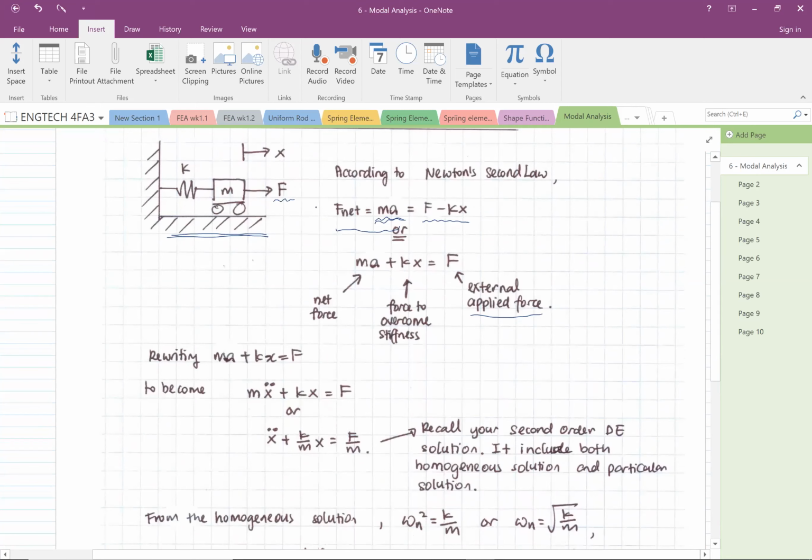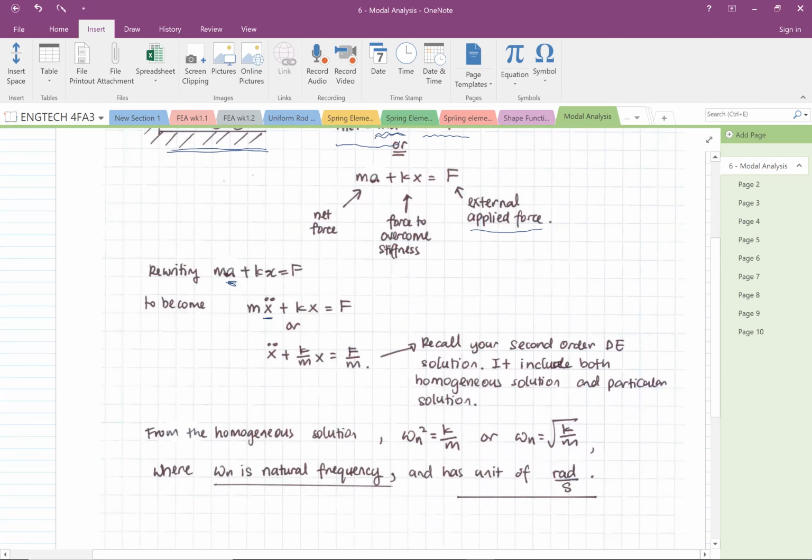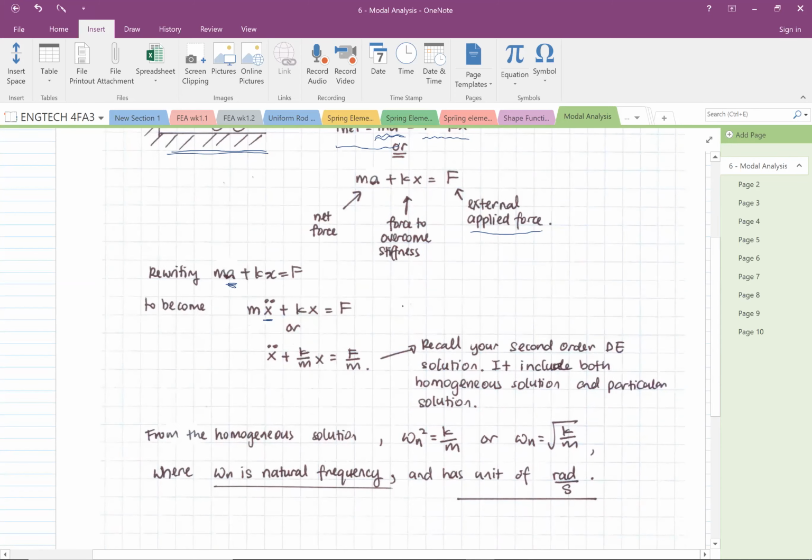So just to repeat what I said: when the force is let go, the spring will bounce back. Right here, acceleration is also the second derivative of x, so we write everything in terms of x. Then we divide the whole expression by mass. We get acceleration plus k over m times x equal to f over m.